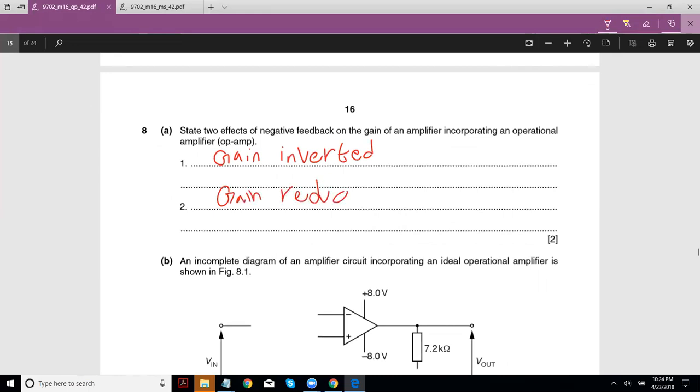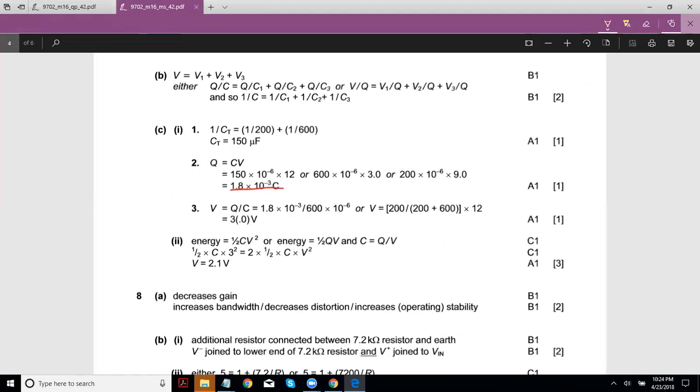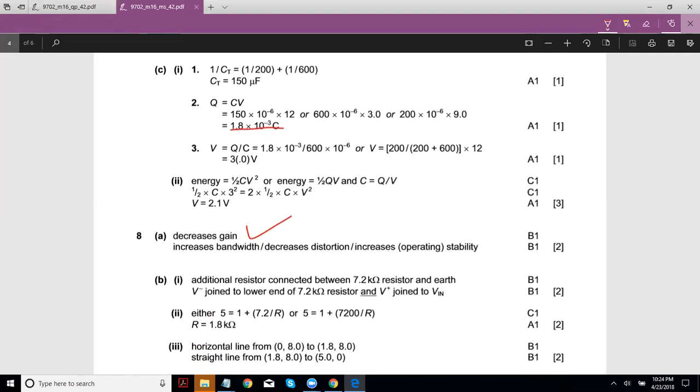Gain reduced because it goes a little back. But खैर ये marking scheme check कर लेते हैं. So it decreases gain. So definitely decreases gain, increases bandwidth, decreases distortion, increases operating stability. So I get the idea behind decreases gain, because some of that just goes back into the negative terminal, so as feedback. So V out isn't as large as it normally could be.